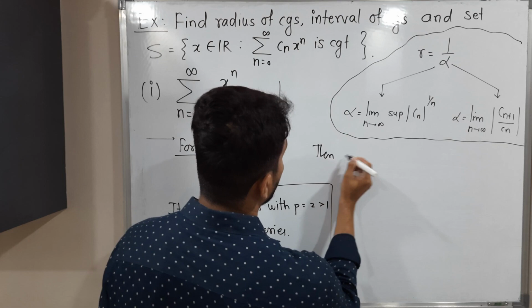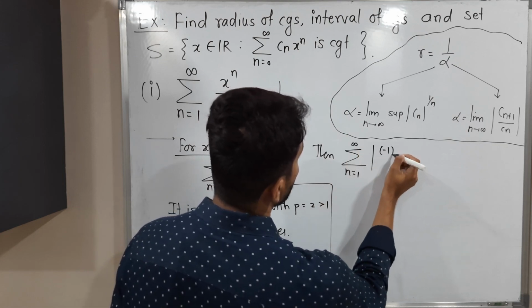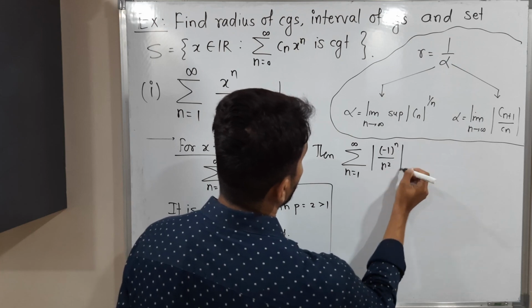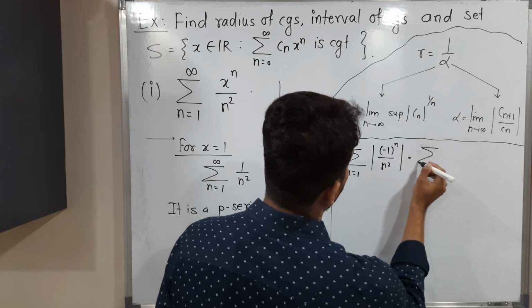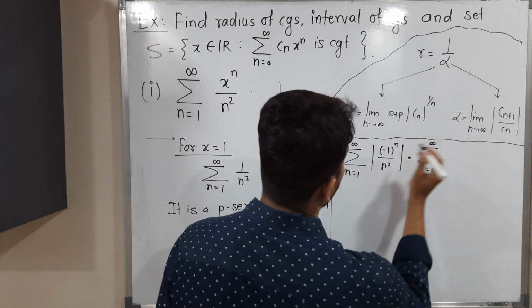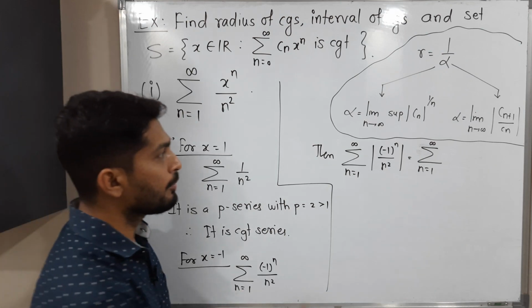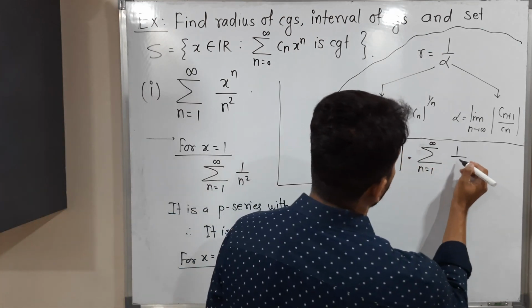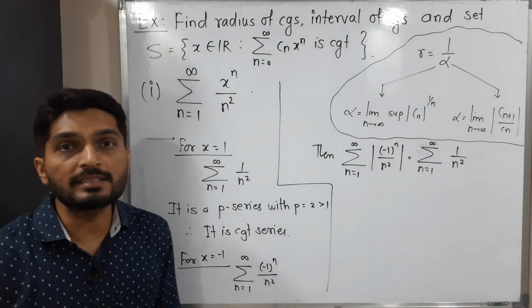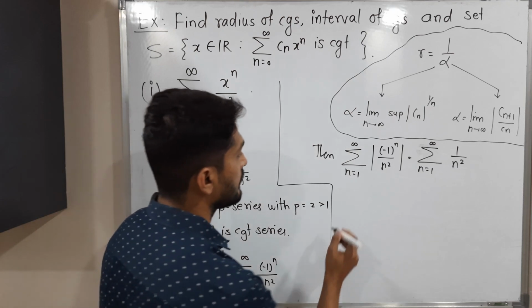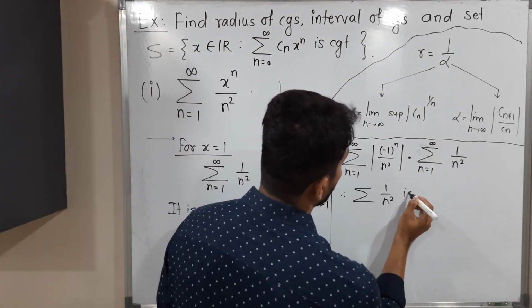Then I am applying mod, n running from 1 to infinity, mod of minus 1 raised to n upon n square. So this is equal to summation n running from 1 to infinity. If you take mod, definitely it will give a positive real number. So minus 1 raised to n, by applying mod, we will have simply 1, so 1 upon n square. That means again we get the same series. So it's a p series again, and we can say it is convergent. Therefore, summation 1 by n square is convergent.